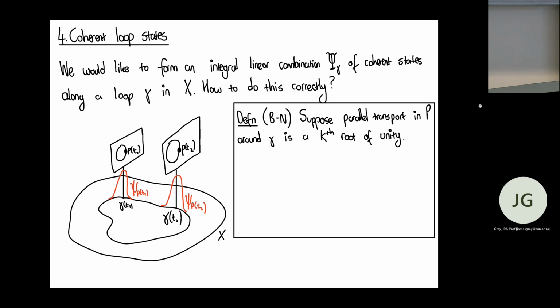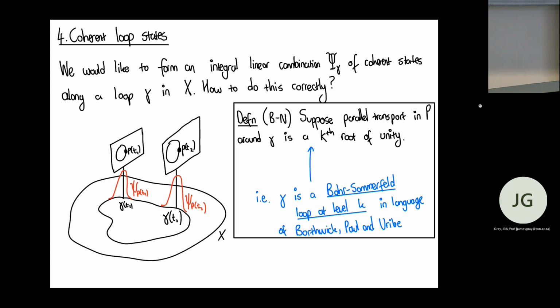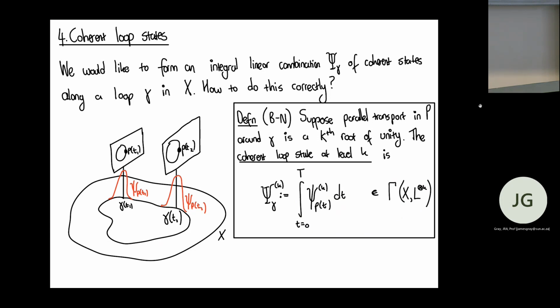So we can make this definition. Suppose parallel transport around our loop is the kth root of unity, and this is known in the literature as being a Bohr-Sommerfeld loop at level k. Then we define the coherent loop states at level k to be this integral that I've just written down. So let's just recap. Associated to points in the manifold, I've got a vector, the coherent state supported at that point. Now associated to a loop in the space, I've got a loop state associated to that loop, given by integrating those coherent states around the loop.